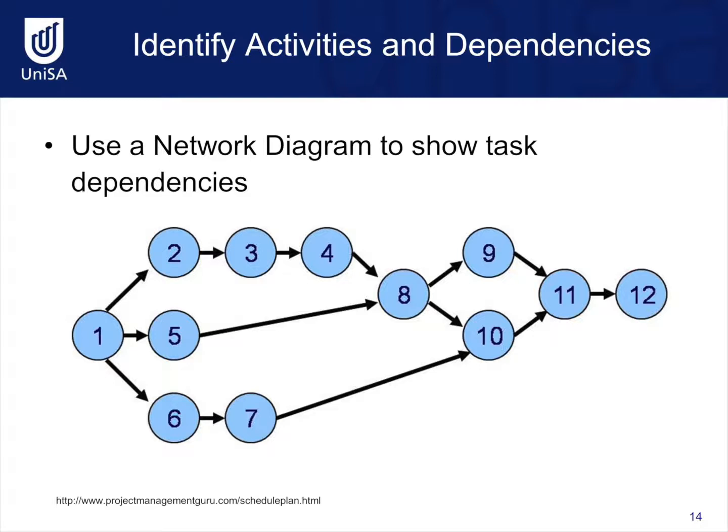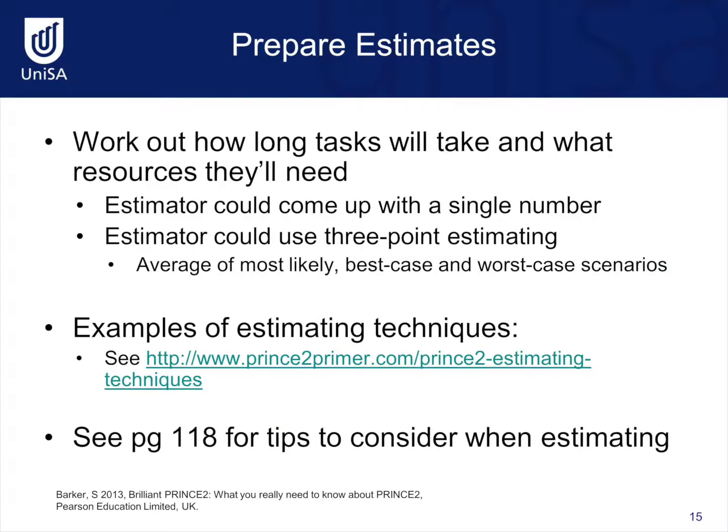Providing this dependency information can allow for the most efficient allocation of resources on specific tasks and the most efficient path to completing tasks within a project. Once activities and dependencies have been identified, some estimates need to be prepared to work out how long tasks will take and what resources will be needed to complete the tasks. A number of estimating techniques are available to assist with this process.